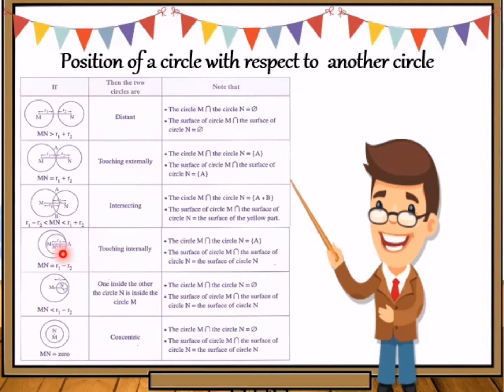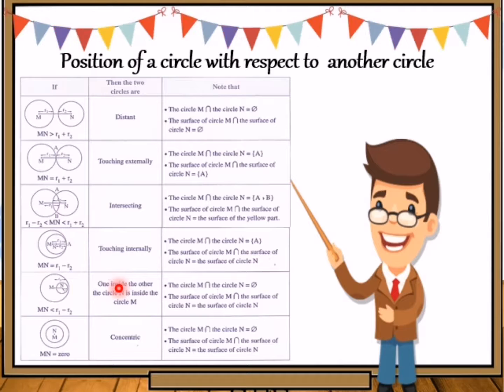Case number 4, if the distance between the centers of the circles MN equals the difference of radii, MN equals R1 minus R2, in this case the two circles are called touching internally, and the intersection between circle M and circle N is the point A. The intersection between the outer curves of the circles equals A, and the intersection between the surfaces of the circles equals the surface of the circle N, the inside circle N.